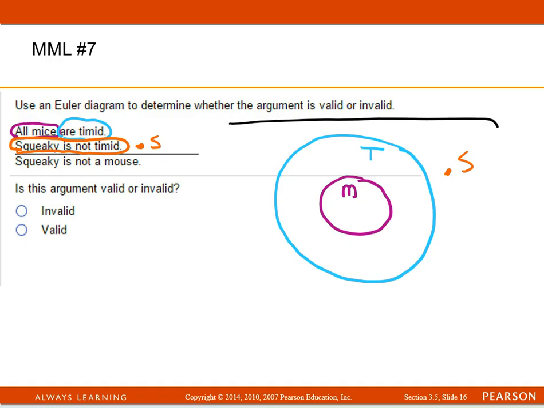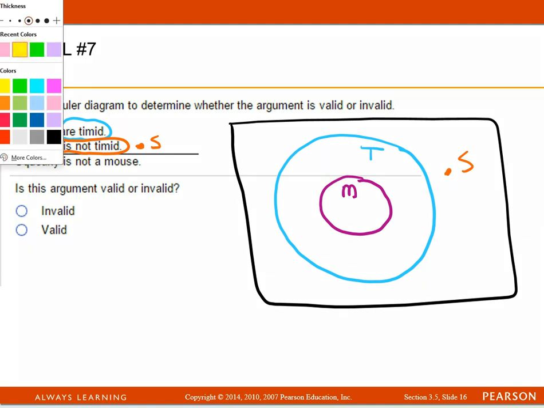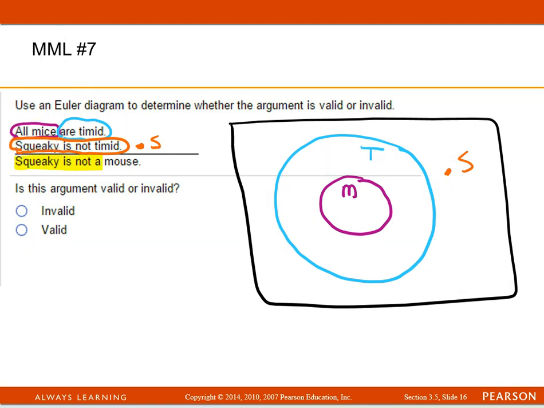So here is our Euler diagram. I'm going to read their conclusion, which says Squeaky is not a mouse. Based on this drawing, since Squeaky is out here and he's not inside the mouse circle, that makes this valid.